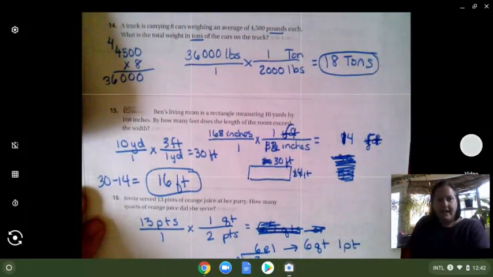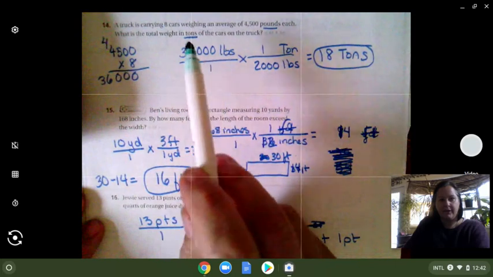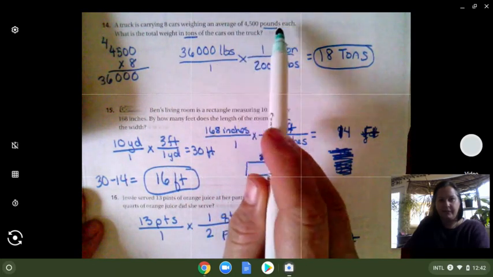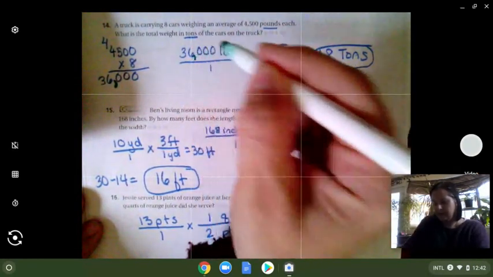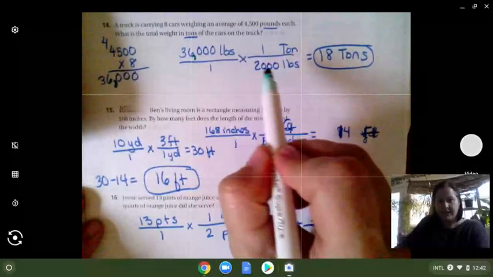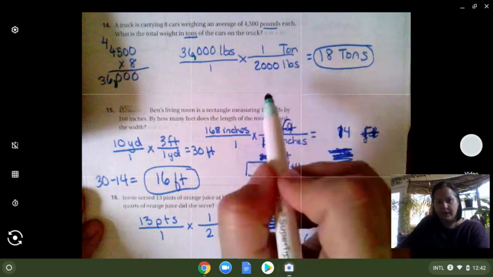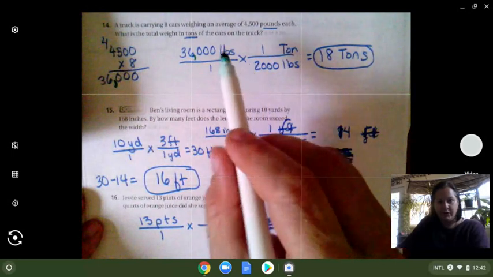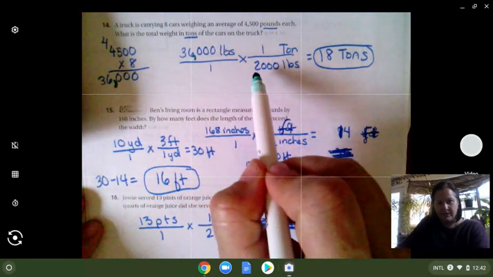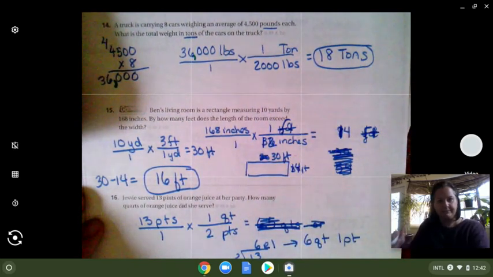A truck is carrying 8 cars weighing an average of 4,500 pounds each. What's the total weight in tons of the cars on the truck? So we start out with the 8 cars at 4,500 pounds each. So I multiplied to get 36,000 pounds. That's what we know to begin with. Then we are taking our pounds and changing it to tons. There's 2,000 pounds in 1 ton. So we're going to be dividing this by 2,000. If you wanted to put that on a calculator, you could, or you might just know that 36 divided by 2 is 18, and the zeros all cancel out. So we get 18 tons.